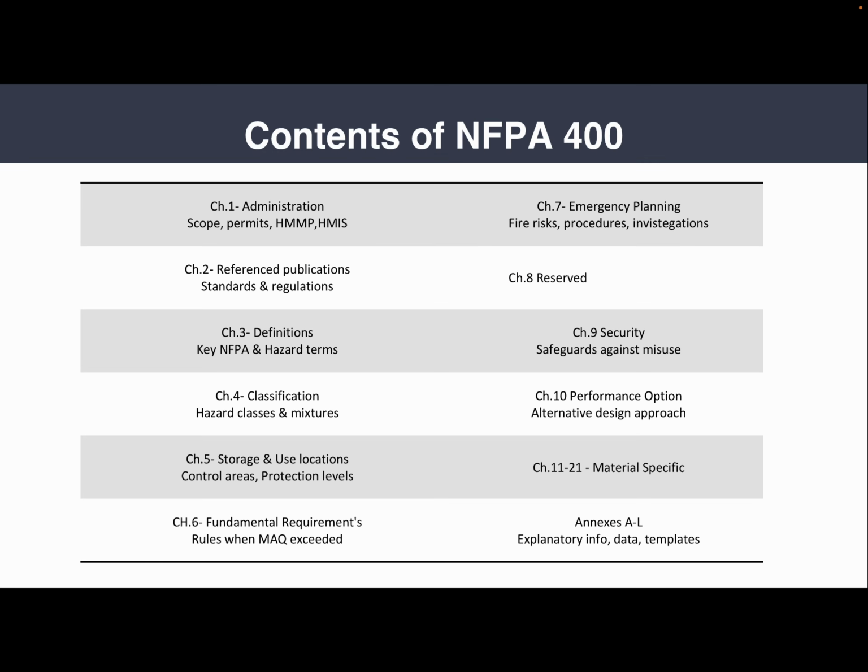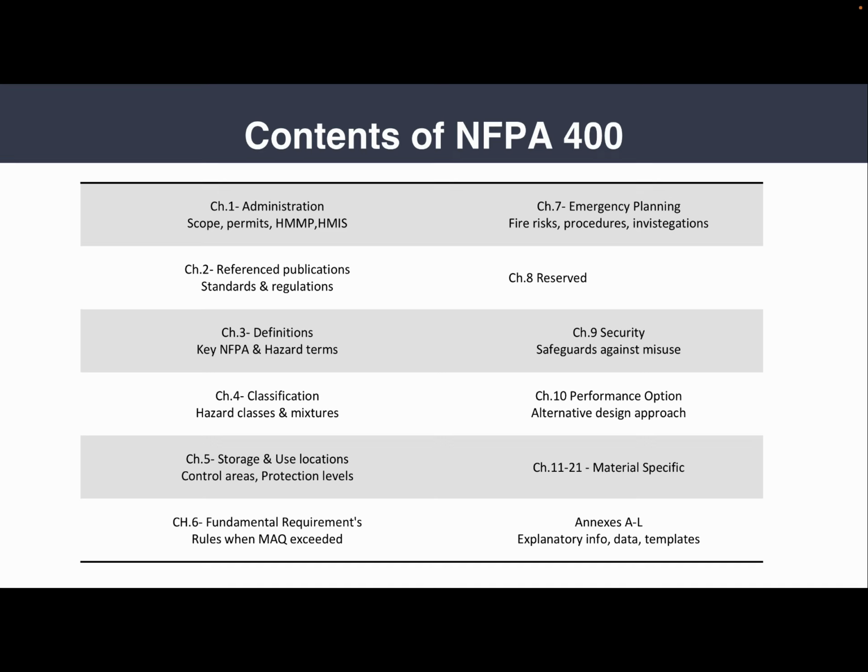To apply NFPA 400 effectively, you need to understand how the code is structured. Chapter 1 sets the administrative foundation, including the scope and requirements for permits, HMMP and HMIS documentation. Chapter 2 lists other reference standards. Chapter 3 provides all the key definitions that are needed throughout the code. Chapter 4 is the classification of hazard classes. Chapter 5 focuses on storage and use locations. And Chapter 6 defines the requirements that apply when you exceed the MAQ.